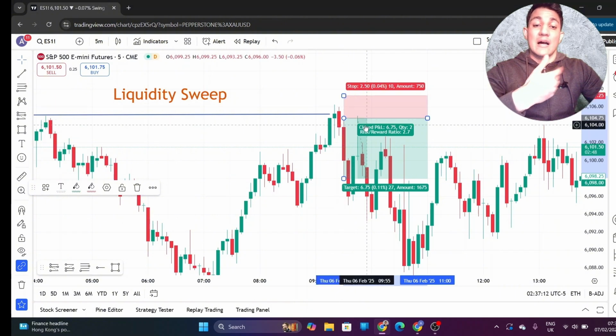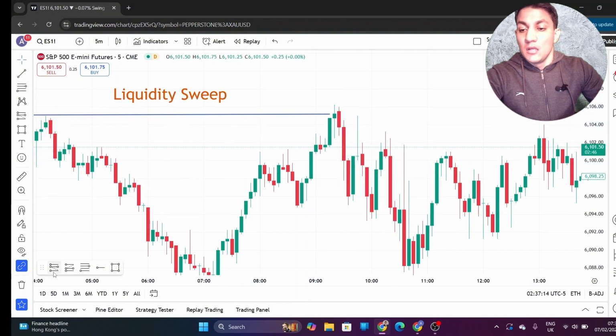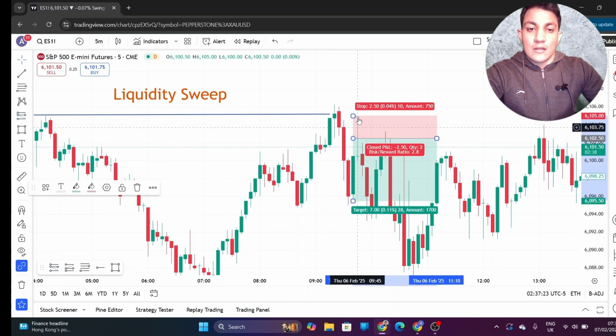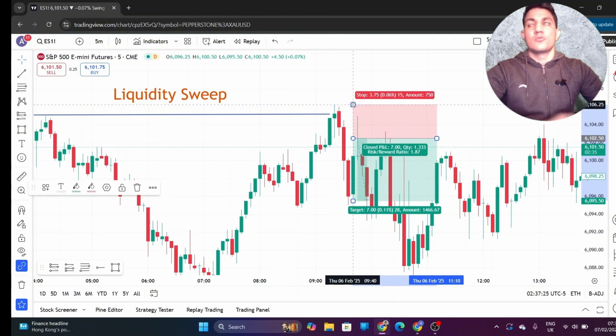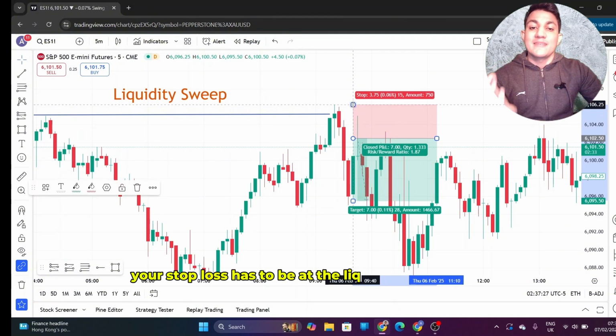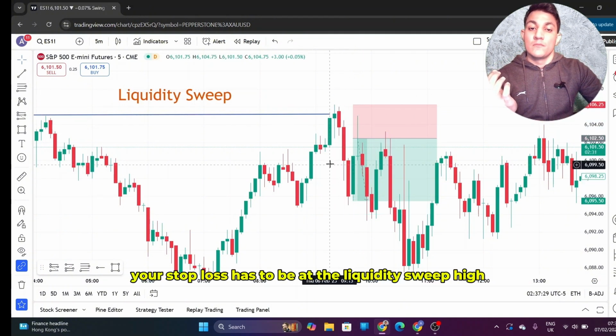I enter the whole order block, unless it's got a really huge wick. Maybe if it was a candle like this, then maybe not, but I just enter at the order block like this, right? Like that. And I put my stop loss. And this is so important: your stop loss always has to be at the liquidity sweep high. It always has to be at this liquidity sweep high.